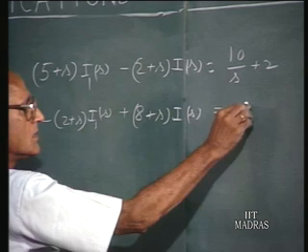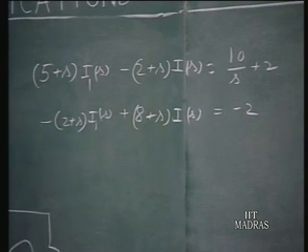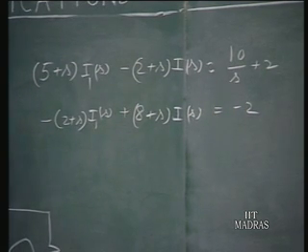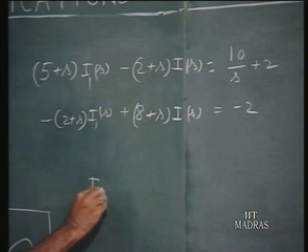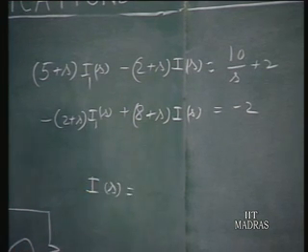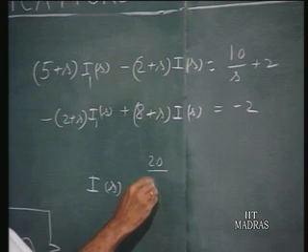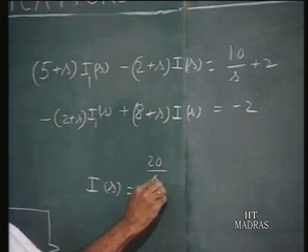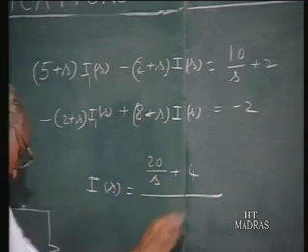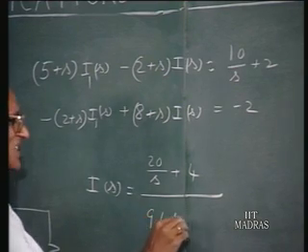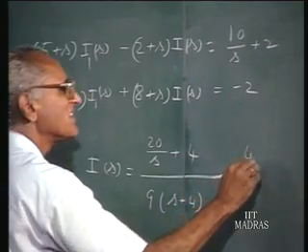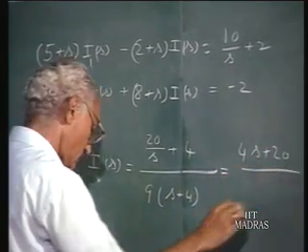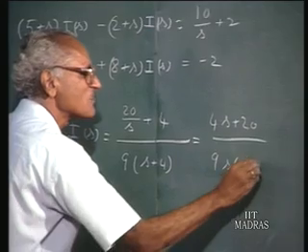So you have two algebraic equations involving I1 and I2. You can solve for I2(S) through elimination of I1 through determinants or whatever method you are having, and you arrive at the expression for I2(S) as 20 upon S plus 4, divided by 9 times S plus 4, and this can be written further as 4S plus 20 divided by 9S times S plus 4.